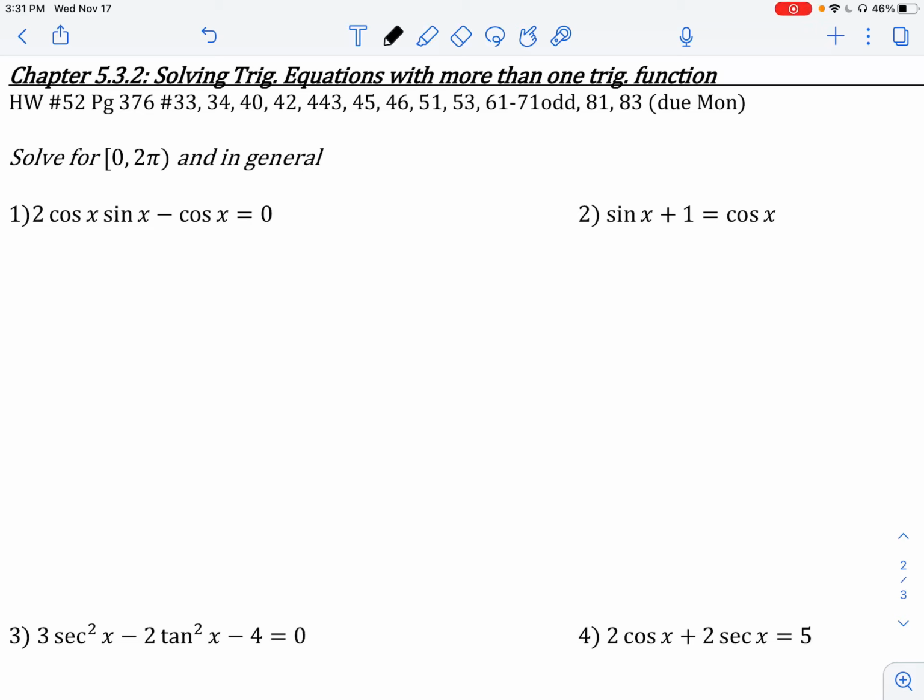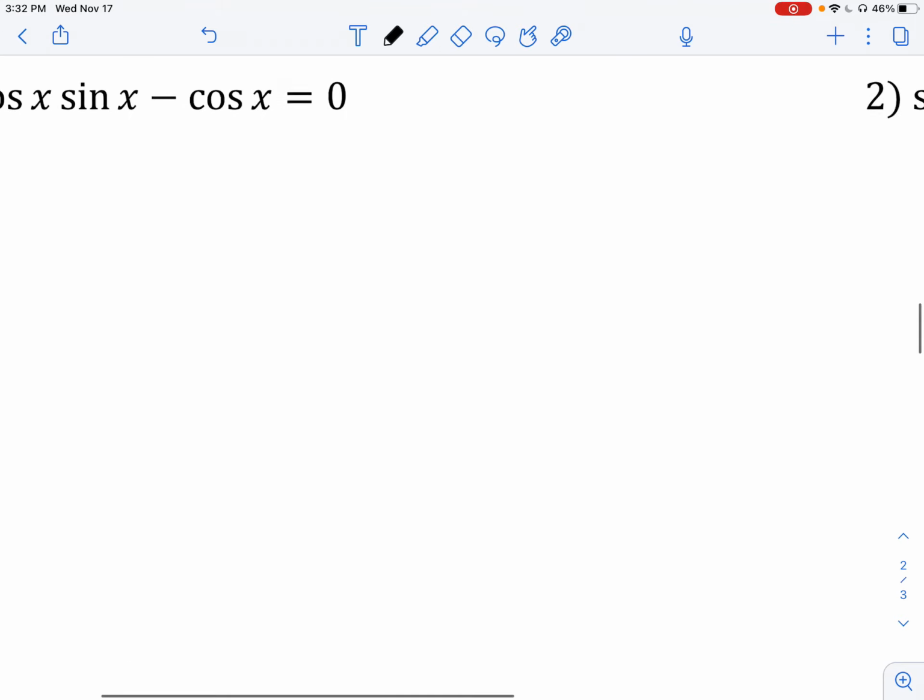All right, now let's solve some trig equations where there's more than one type of trig function within that equation. So this is really the same process as we did before in the previous lesson, but we're really just going to be trying a couple of different types of equations here. All right, so let's look at this first one.